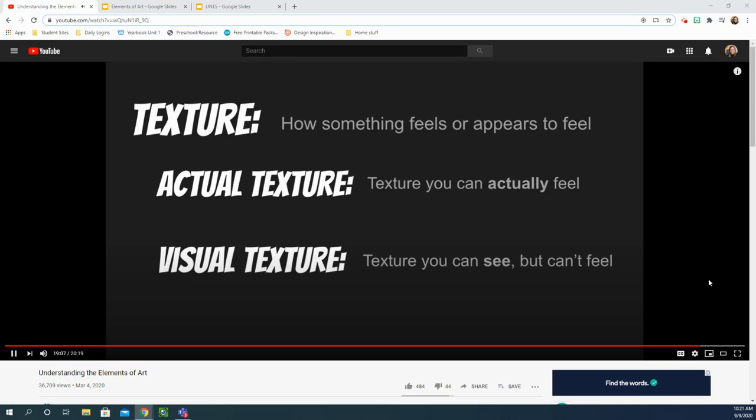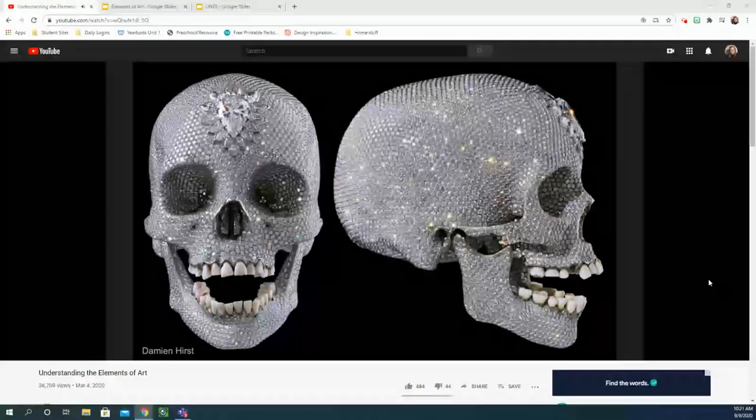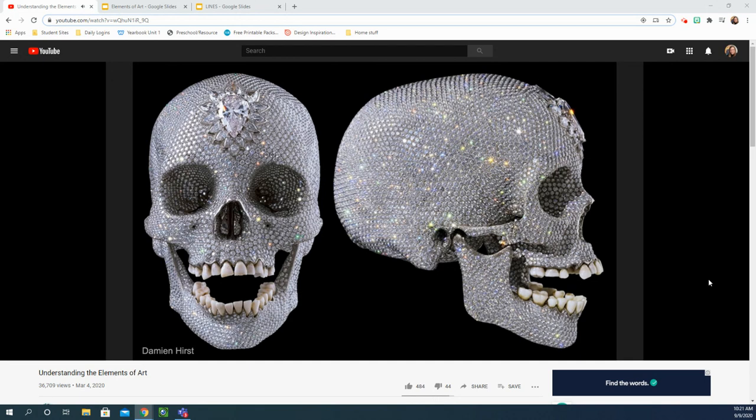So I'm going to give you a pop quiz. This is an artwork by Damien Hirst. It is a diamond-studded human skull. Quite a bit morbid, also quite a bit expensive. Now, is this skull visual or actual texture? It's actually a trick question. It's visual texture because we can see the sharp, ugly, and hard texture of those diamonds. But if we tried to touch it, we'd actually just feel the smoothness of the screen in front of us.